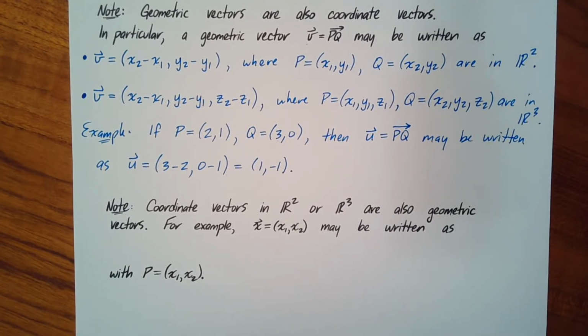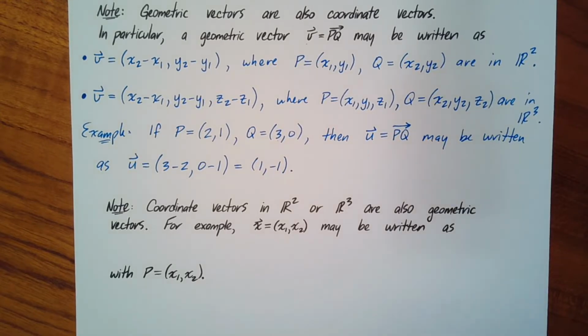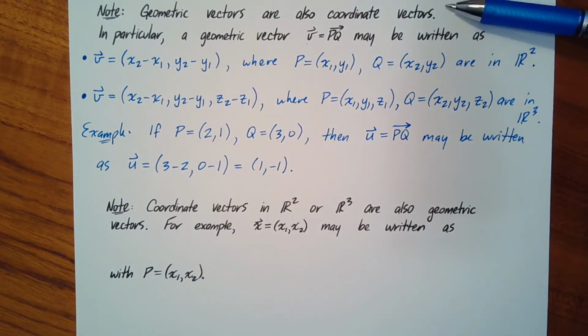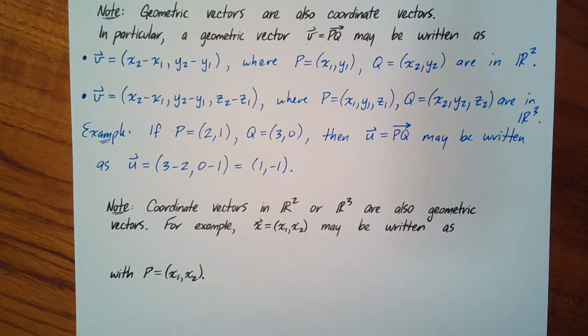But what if you have a coordinate vector in R2 or R3? Must that always be equivalent to some geometric vector? For example, if I start with a coordinate vector in R2 or R3, is it necessarily the case that there's some geometric vector that I could have started with, so that I could follow this process and end up with the coordinate vector that I started with? And the answer is yes. And here's how you can obtain it.